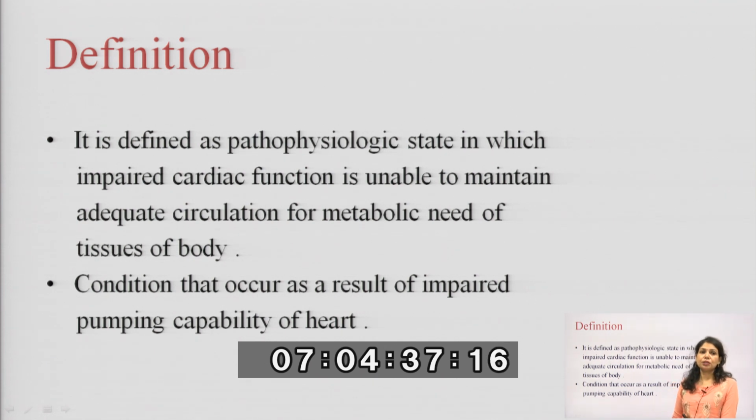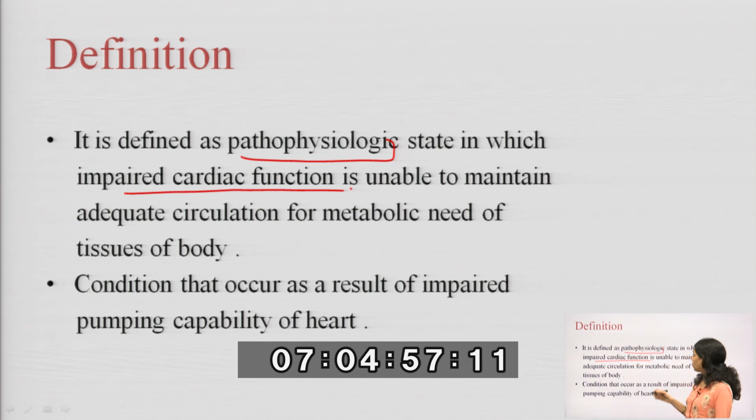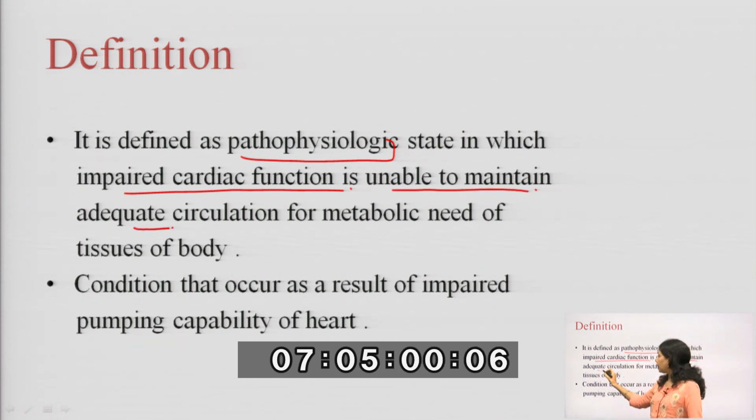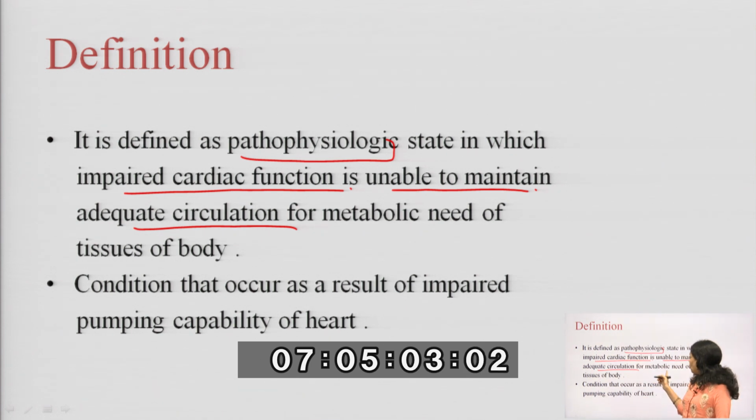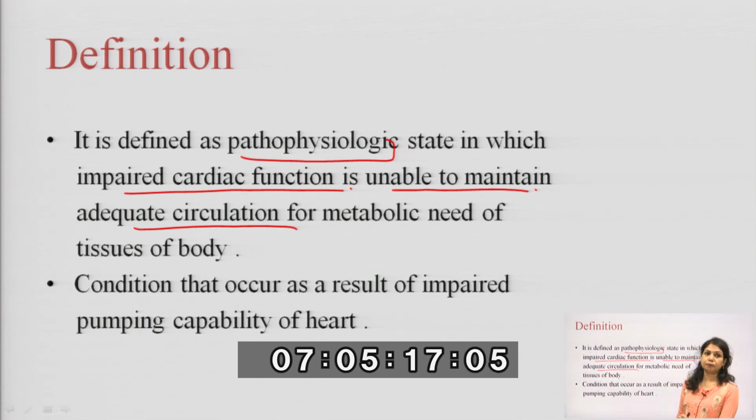Now, what does this definition mean? It is defined as a pathophysiologic state, that means some disease state, in which there is impaired cardiac function. Impaired cardiac function means the heart is not functioning properly. How is it not functioning properly? It is unable to maintain adequate circulation for the metabolic need of the tissue. That means the heart is not able to pump sufficient blood to supply the body. So, that is congestive heart failure.